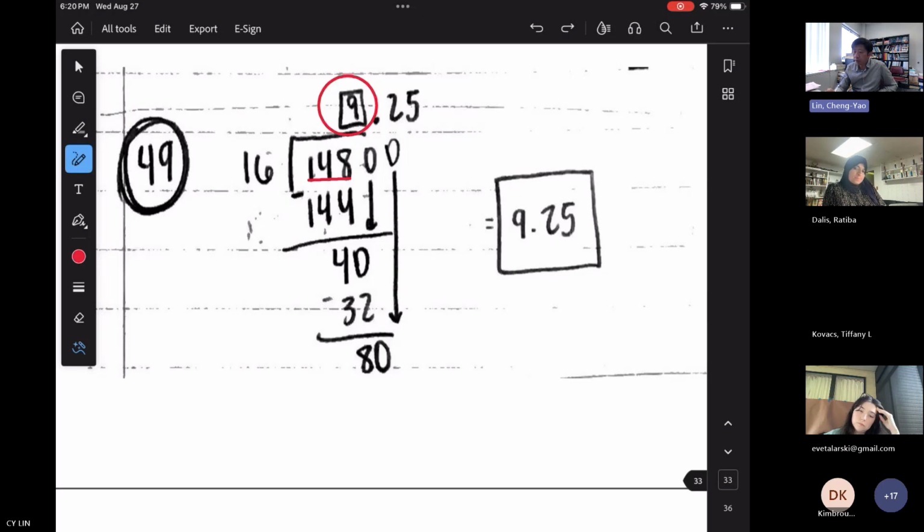And then we do subtraction. Next one, 40, then move on to the next place value, put a 0 there. 2 times 16 is 32, and 40 minus 32, we got 8. Moving down to the next place value, put a 0 there. 5 times 16 is equal to 80. So therefore, 9.25. Did you get it right this time? Very good.